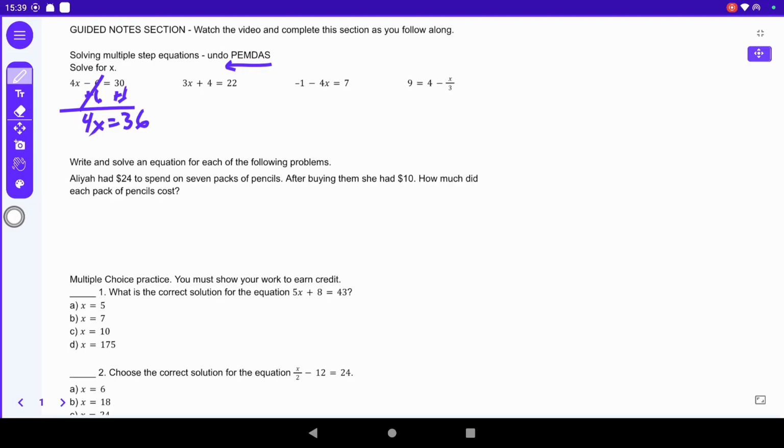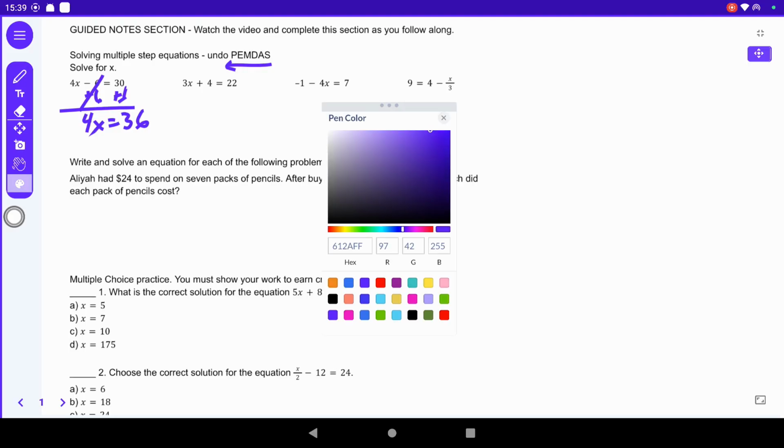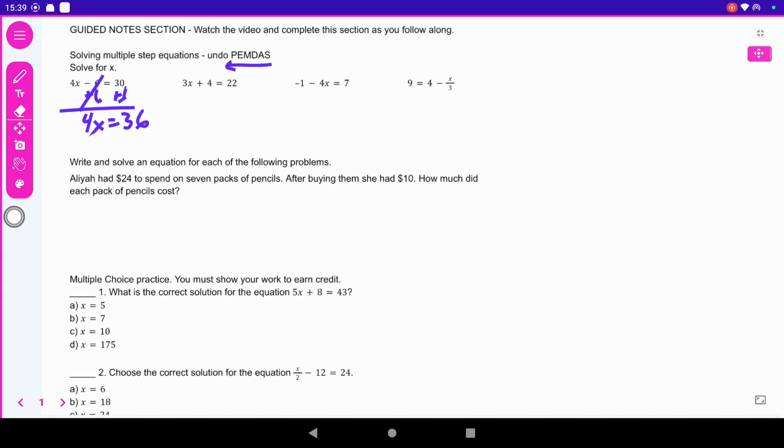Once we've done that, we now ask, is there any dividing or multiplying we can undo? And yes, we can undo the multiplying by dividing by 4. Again, that cancels on the left side, and we get x equals, and 36 divided by 4 is 9.